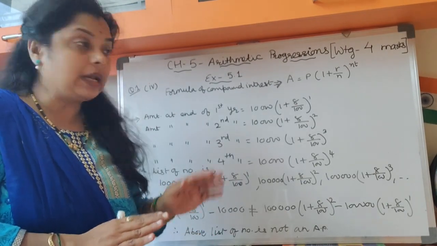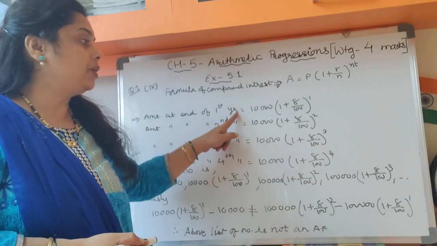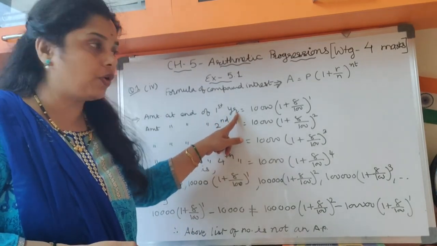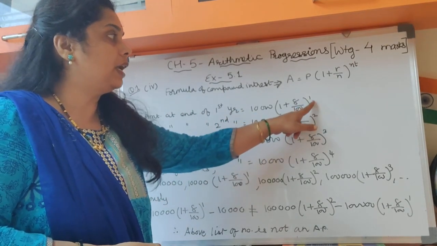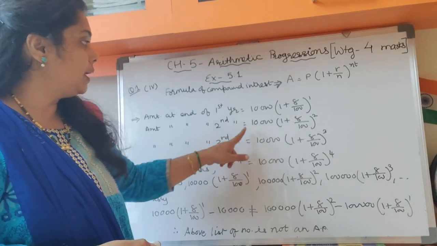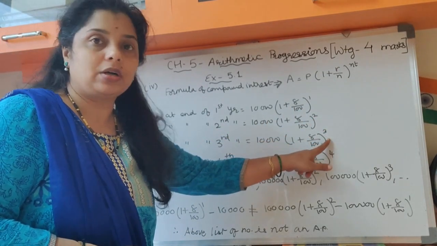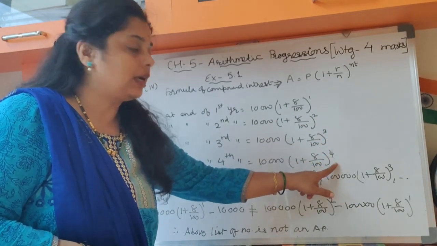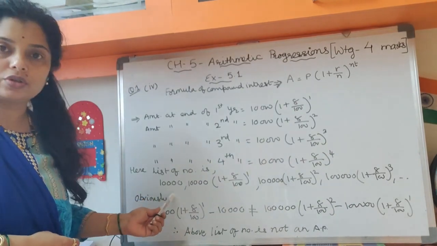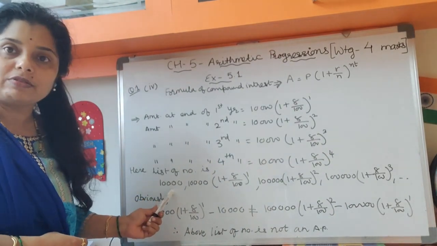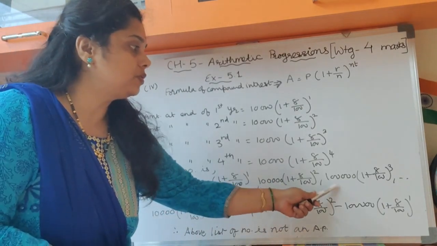Are you getting it? At the end of 1 year, after applying the compound interest formula, we get 10,000 into (1 + 8/100) for 1 year. Similarly, at the end of the second year you put 2, at the end of the third year 3, and at the end of the fourth year 4. So now this is the list of numbers, starting with 10,000, which is our first term, small a. Then second term, this is third term, and this is fourth term.